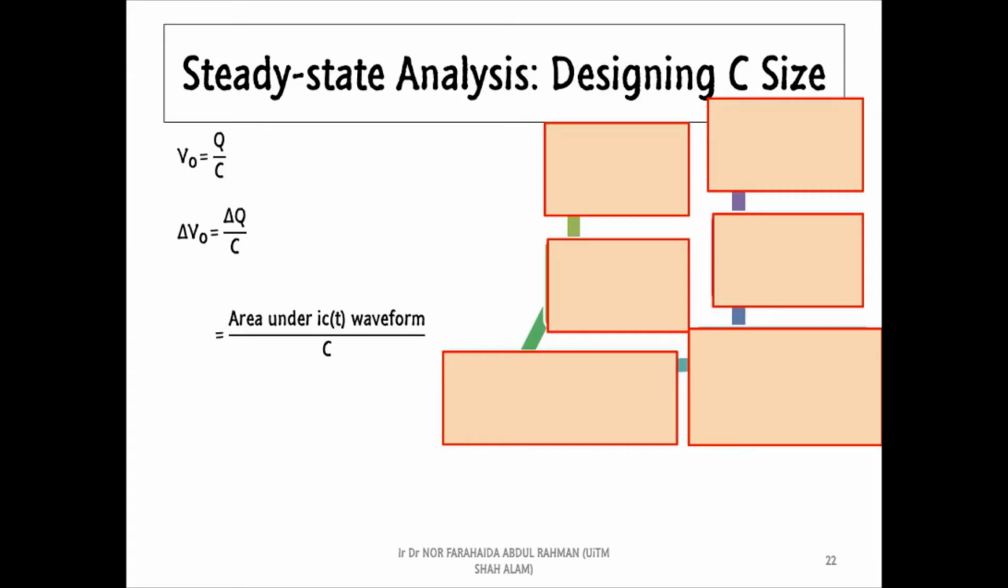If you notice, the capacitor is always connected in parallel to the load. Thus, the capacitor voltage is equal to the output voltage of the converters. According to these equations, the output voltage is equal to the charge stored by the capacitor divided by the capacitance value. Eventually, the change of the output voltage is equal to the change of the charge divided by the capacitance value.